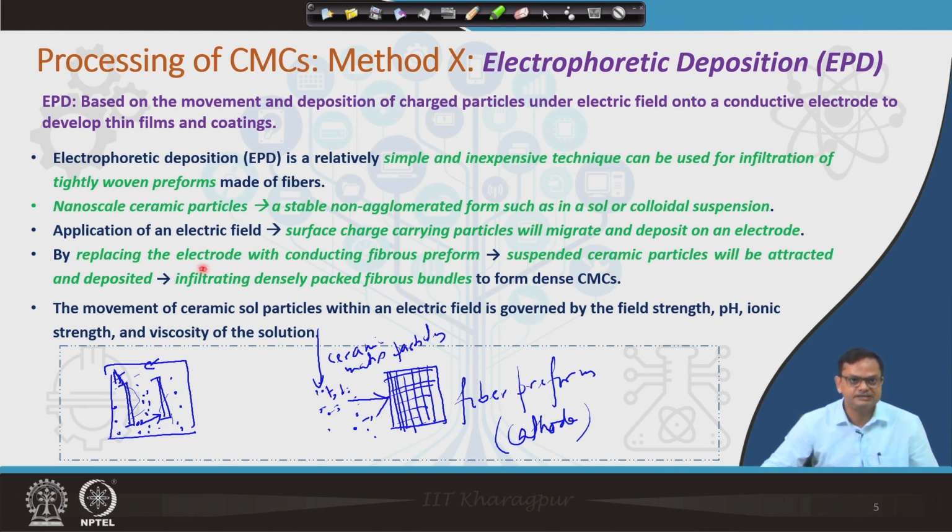Okay. By replacing the electrode with the conducting fibrous preform. So, now the electrode is replaced with the preform and that gives you the whole thing. How do you make the preform conductive? You can think about different kinds of coatings like carbon coating or gold coating just to make it conductive, and this thin film coating will be a few nanometric layers. So, it does not matter that much.